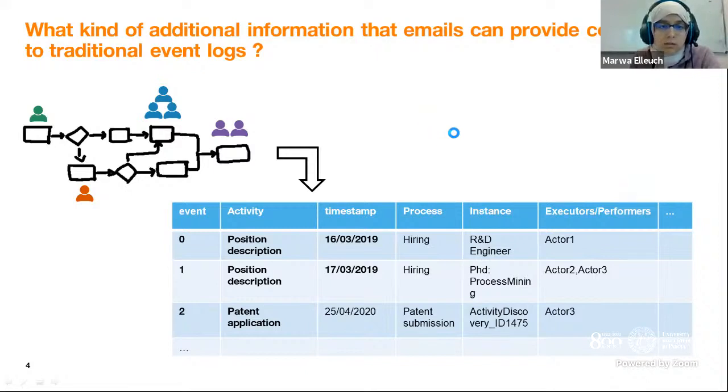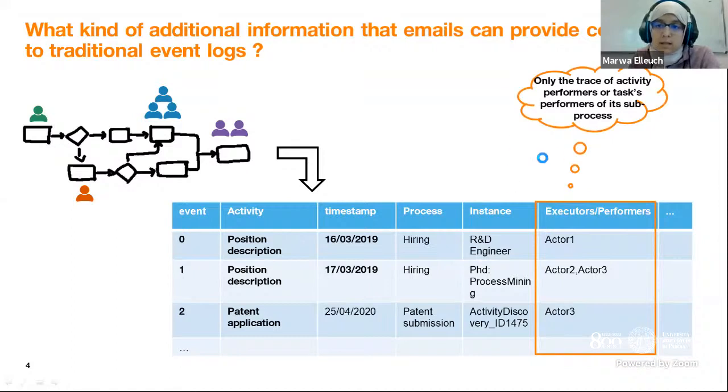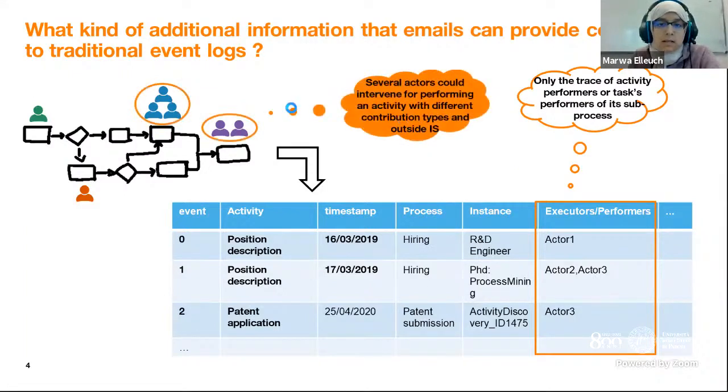Such event logs provide only the trace of activity performers, or task performers of each subprocess, in the case where the activity is implemented in the form of a subprocess in an information system. But in reality, several actors could intervene in performing an activity with different contribution types, and also outside the information system. These contribution types do not necessarily correspond to performing the activity, but could vary from, for example, requesting the execution of the activity, requesting some useful information, or simply observing how the activity is executed without doing concrete action.